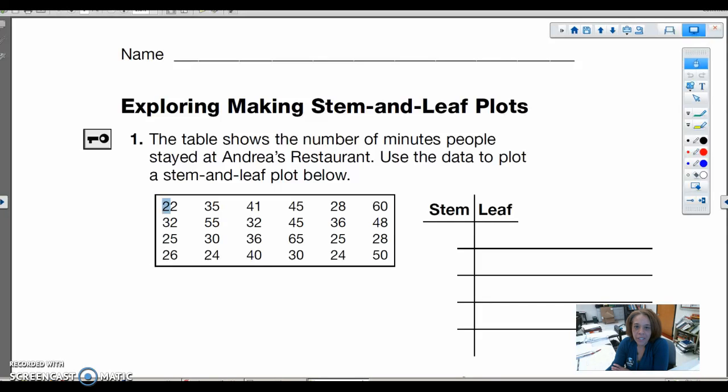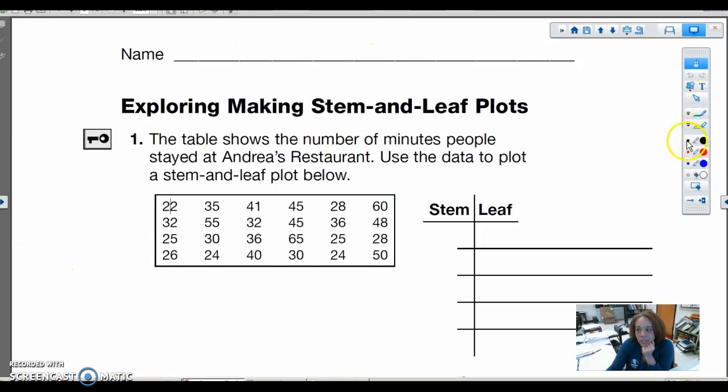Hey everybody, so in this video we are going to be looking at how to create a stem and leaf plot, and then what do we do with that information? What does that information tell us? So this is one that is quite different from some of the other ways that we have seen data, so I want to be sure to go through it with you.